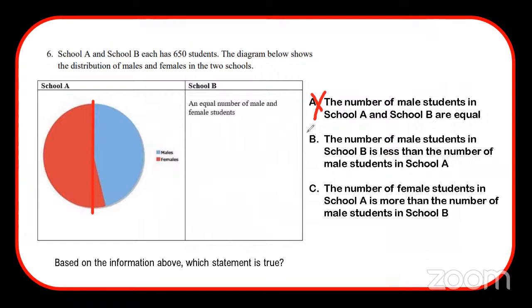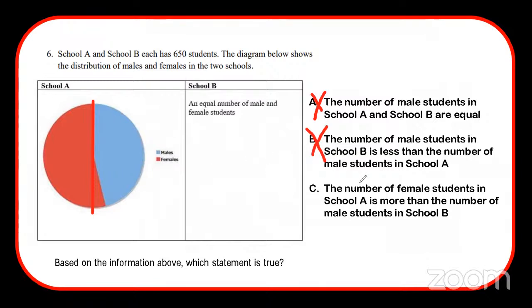This can't be right. Think about it, guys. This cannot be true. Look at it. So more male students are in school B than in school A, because we have less than half male students in school A, but we have half in school B. So it cannot be true. It has to be false.